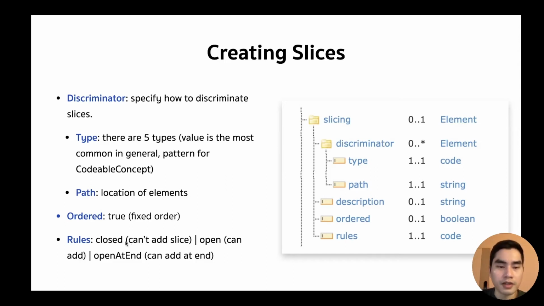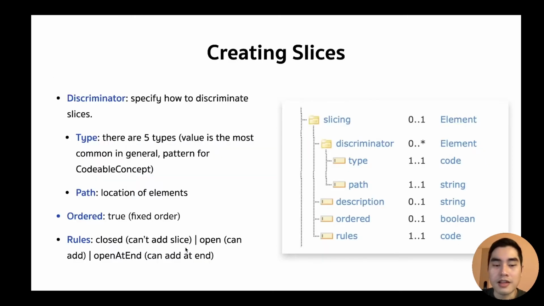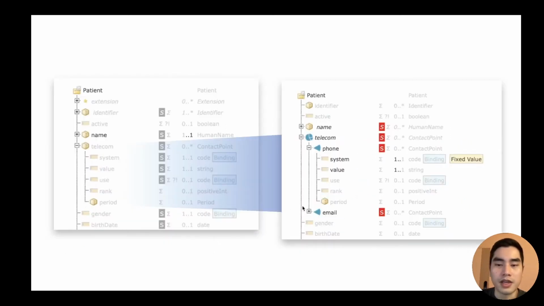The rule is that if it's closed, you cannot add anything into the slice. Let's say it's a telecom slice and you require one phone and one email and you close it. The rule is this slice is closed, so you cannot add other things like another phone or another method. Open means you can add more slices here, and open at end means you can add only at the end. You cannot add it between phone and email.